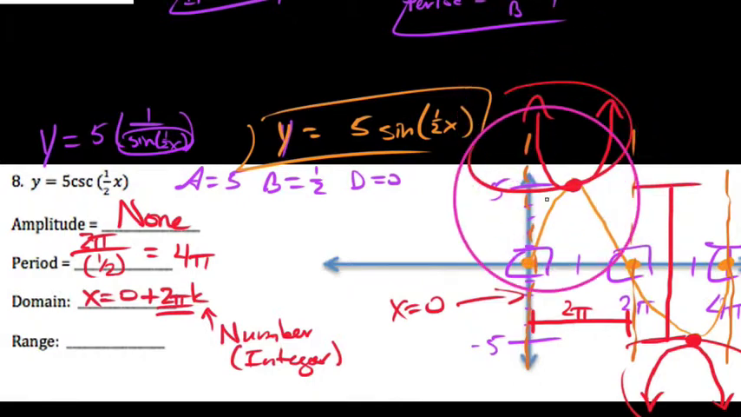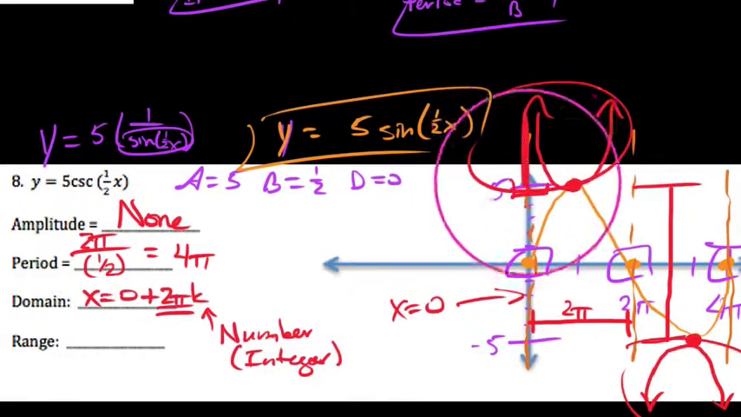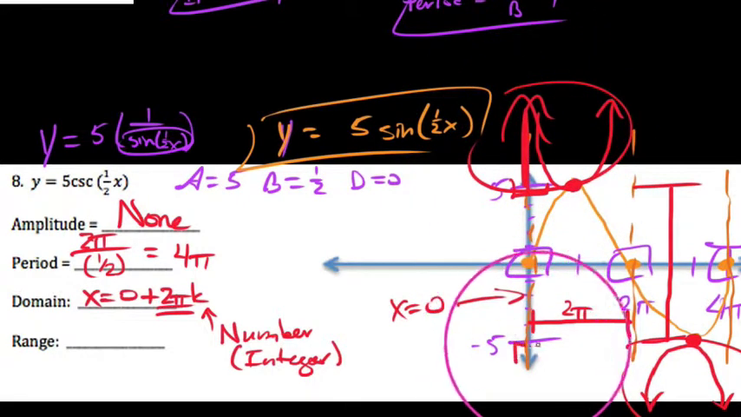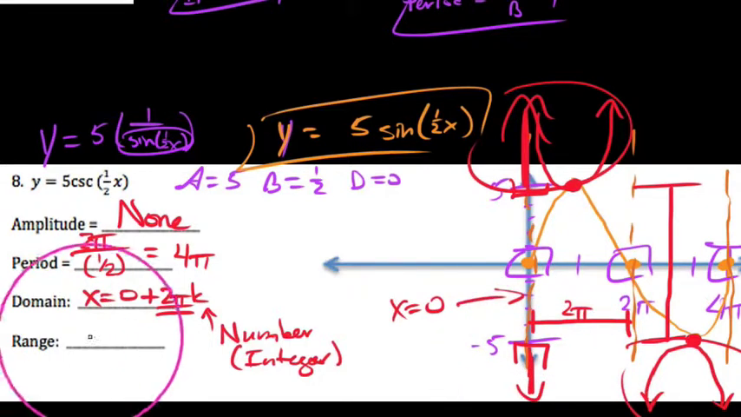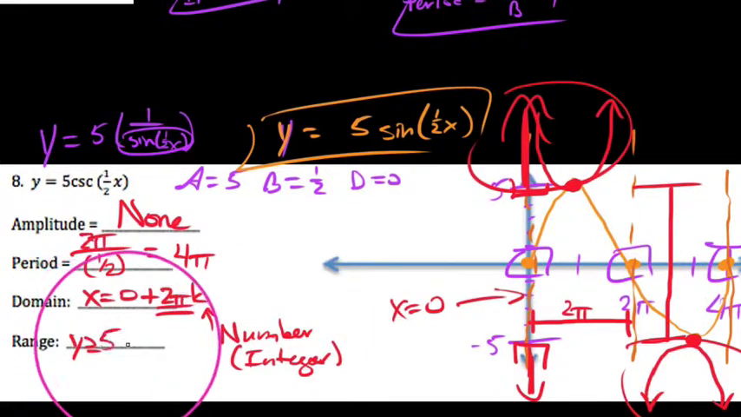And then we say the range of this. Notice that our range of our red graph here was from 5 up and then from -5 down. So we're going to write this as, we say y is greater than or equal to 5 and y is less than or equal to -5. But that is how you would graph these.